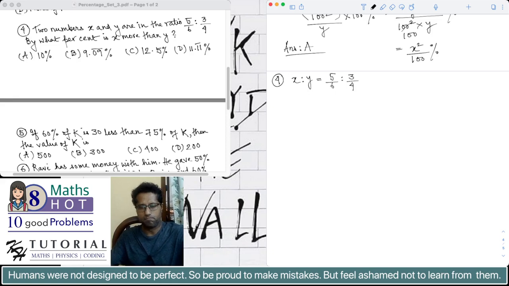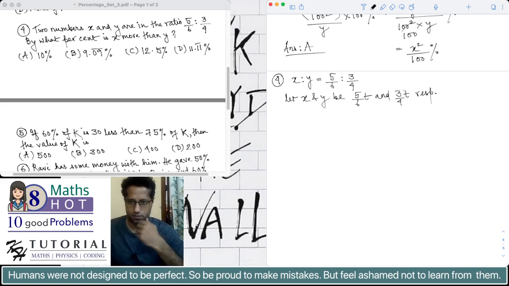Whenever we have this kind of ratio of two quantities given, we always solve by assuming x and y in terms of the parts of the ratio. Since x and y are already given in the problem, let x and y be 5 by 6 t and 3 by 4 t respectively. Now you can also first convert the given ratio to a ratio of integers, that is an equivalent ratio.